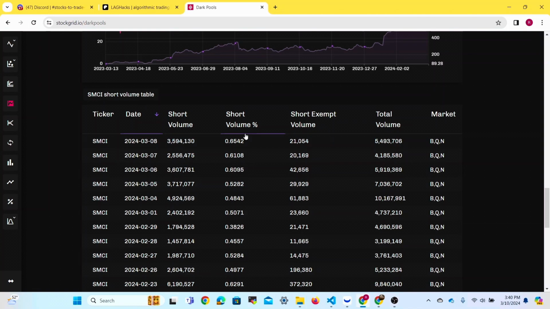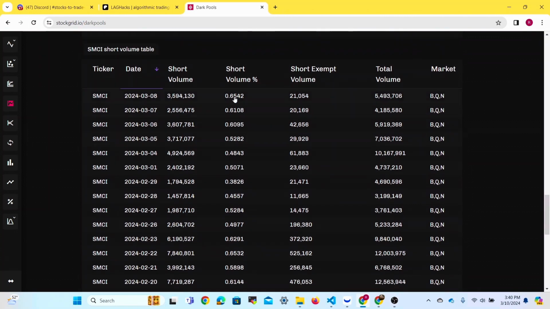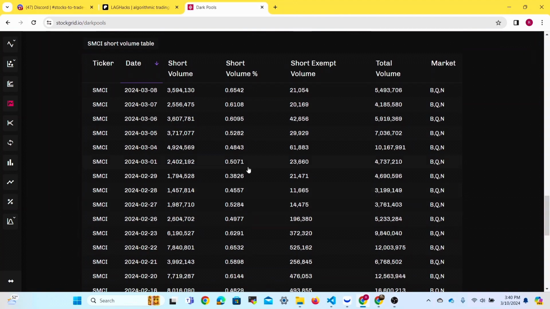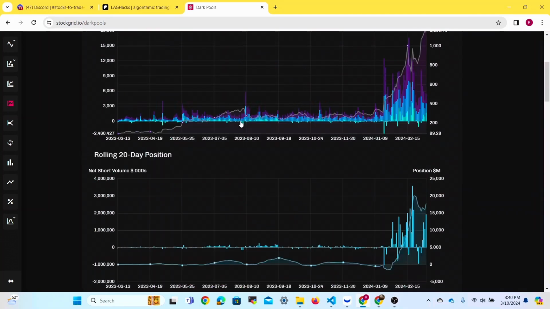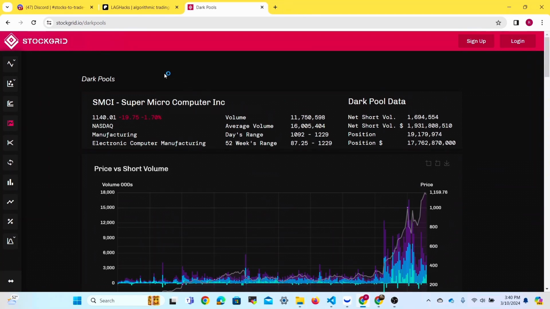So the short volume percentage is sitting close to 70%, which means a majority of the stock is being traded through dark pools and major players are going short. This is usually an indicator of an upcoming pullback because it hasn't happened yet. So this is like a forward indicator that I use. And likewise on stocks like Apple and NVDA, you won't notice the same thing.